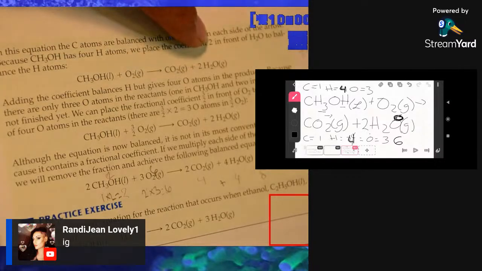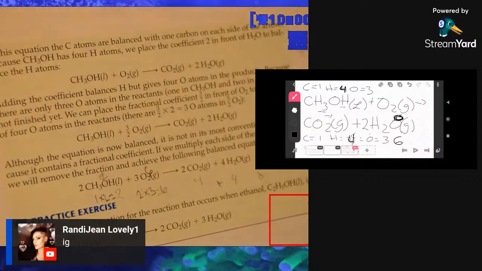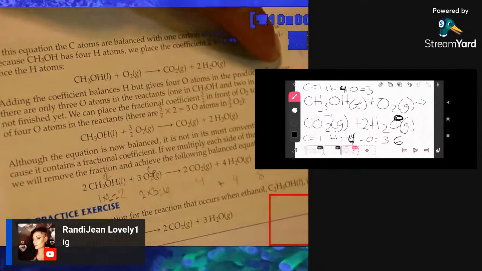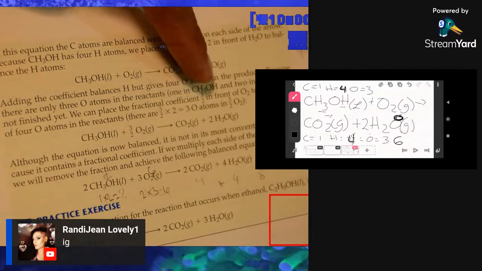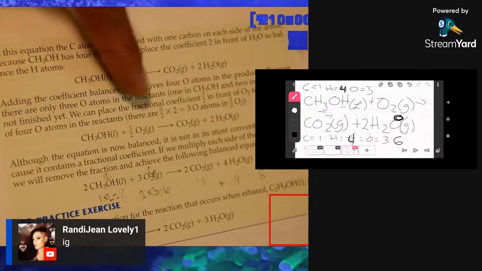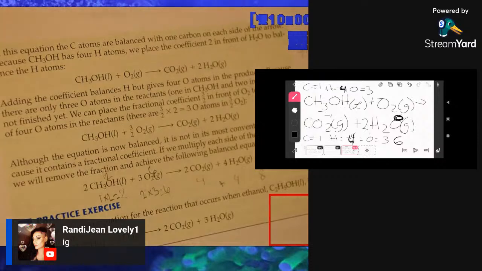Okay, so now we got 4, right? And now what they're saying right here: adding the covalent balances gives 4 oxygen atoms in products because there are only 3 oxygen in reactants. To see that we are not finished yet, we place a fractional coefficient of 3 halves in front of the oxygen to give us a total of 4 atoms in the reactants. Bam. All right. So now they added a 3 halves over here, 3 halves of an oxygen.